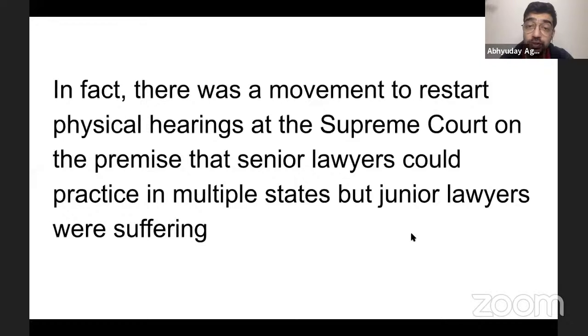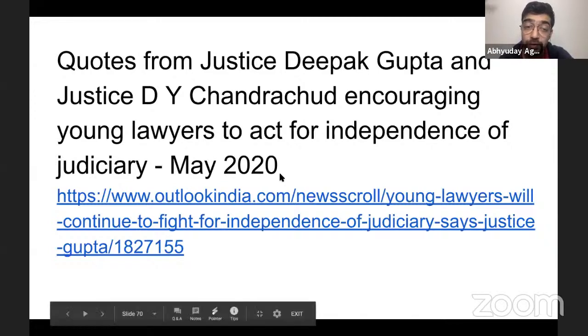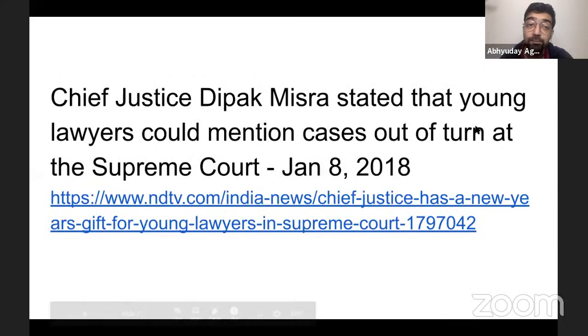Now, what is important here to note is that people are caring way more about young lawyers today than it was the case before. Okay, Justice Deepak Gupta and Justice D.Y. Chandrachud encouraged young lawyers to act for independence of the judiciary. You can see this post on Outlook India in May 2020. Chief Justice Deepak Mishra stated that young lawyers could mention cases out of turn at the Supreme Court.